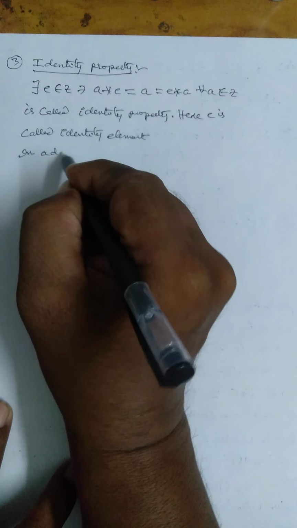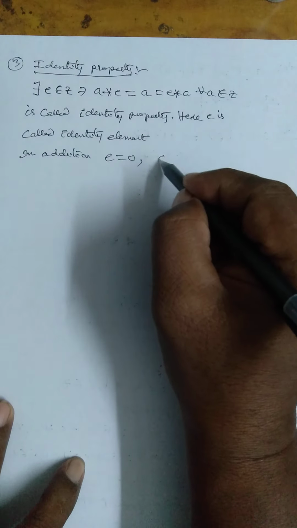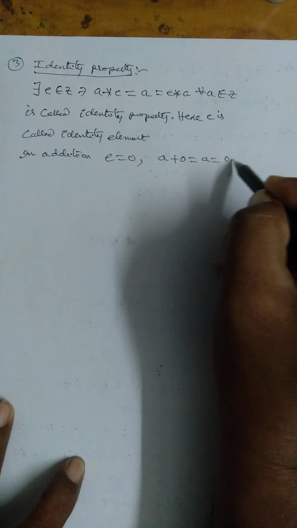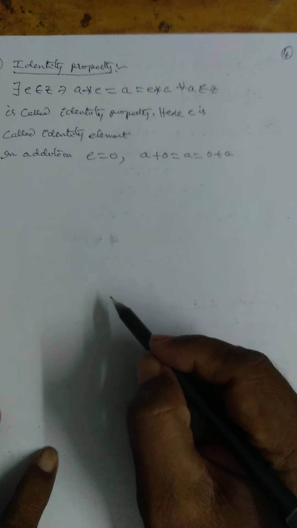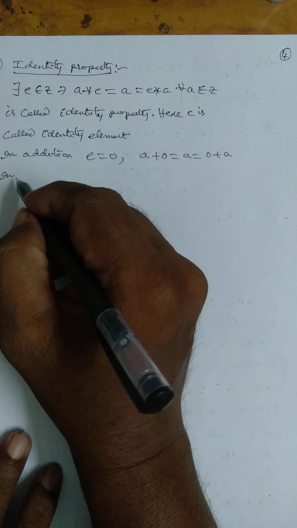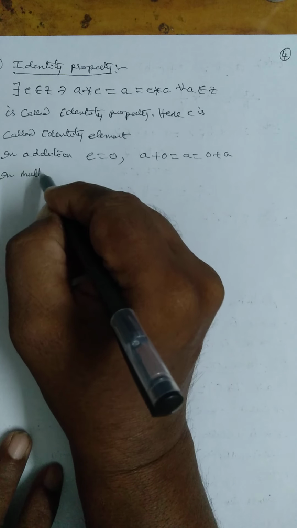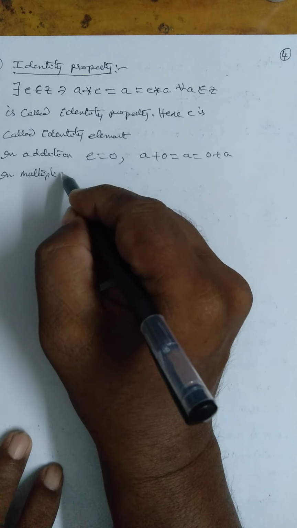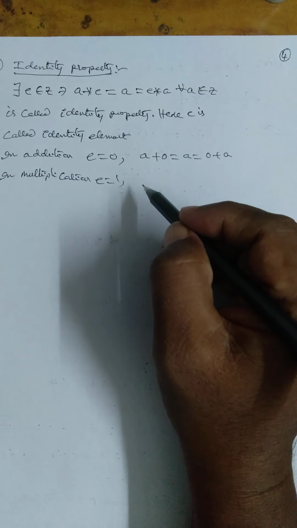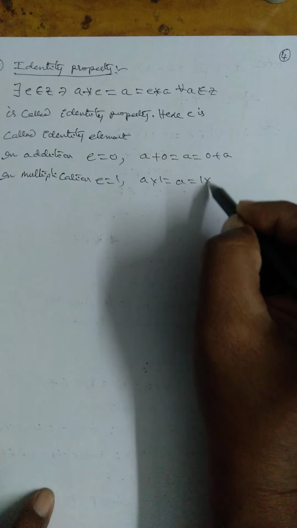In addition, E is equal to 0. A plus 0 is equal to A is equal to 0 plus A. In multiplication, E is equal to 1. Identity element E is equal to 1. A into 1 is equal to A is equal to 1 into A.